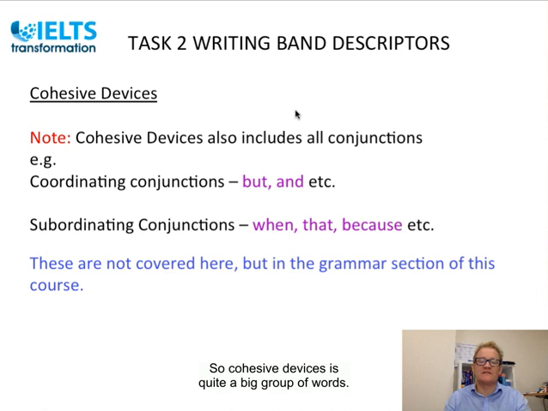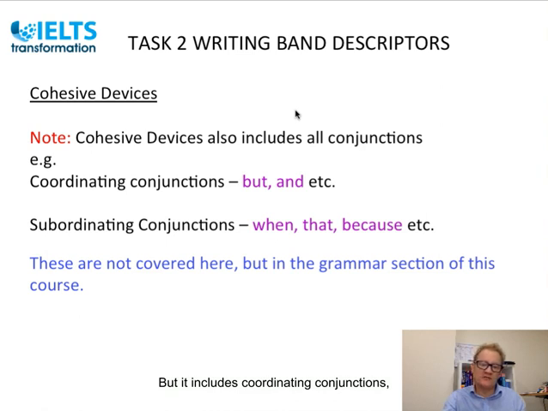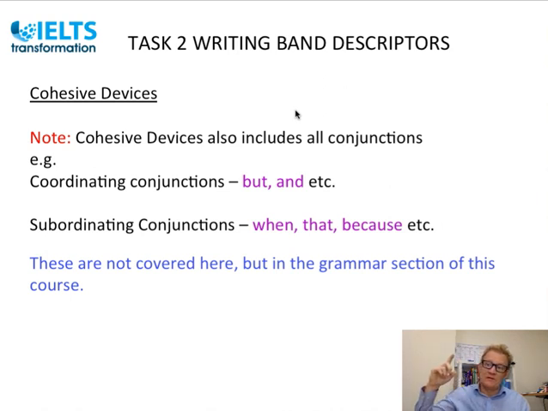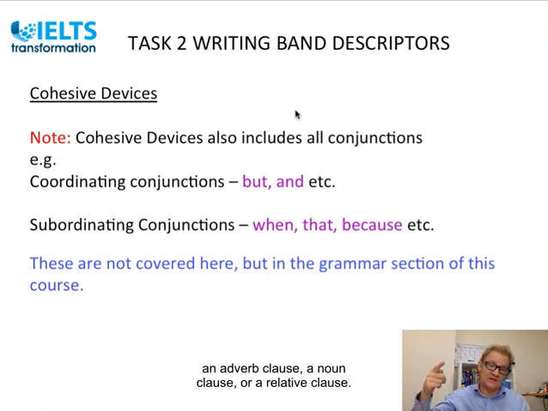So cohesive devices is quite a big group of words. It includes all conjunctions. So watch the grammar lesson to understand this more. But it includes coordinated conjunctions. So that's for, and, nor, but, or, yet, so. Fanboys. Again, watch the grammar videos. And subordinated conjunctions like when and that and because. In other words, the conjunctions that show whether it is an adverb clause, a noun clause, or a relative clause.